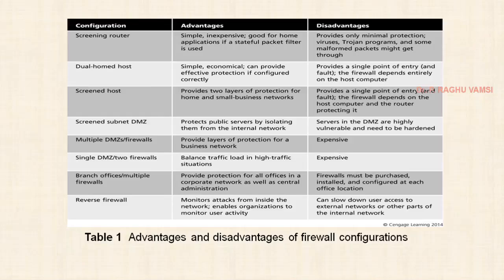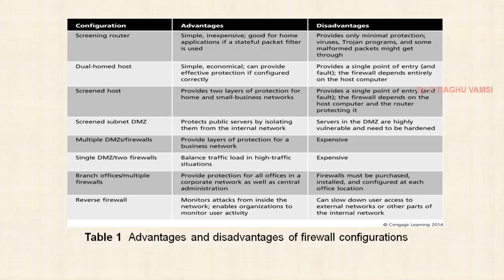Branch offices, or multiple firewalls, provide protection for all offices in a corporate network as well as a central administration. A firewall must be purchased, installed, and configured at each office location. The reverse firewall monitors attacks from inside the network and enables the organization to monitor user activity. But what will happen is it can slow the user access to the external network or other parts of the internal network.